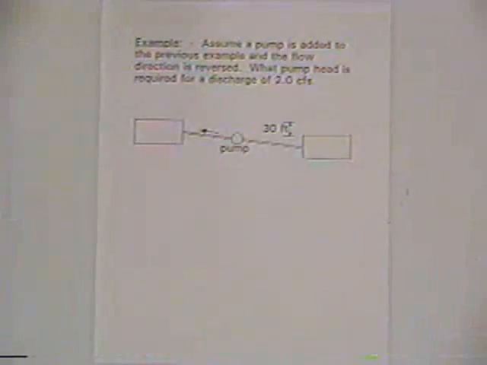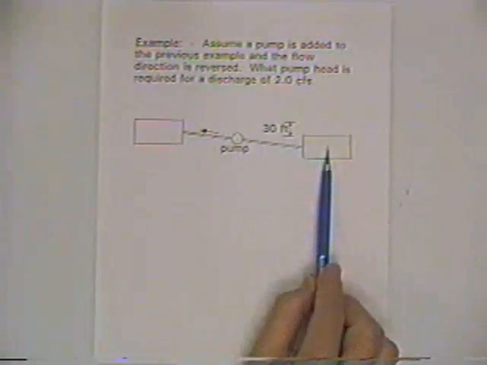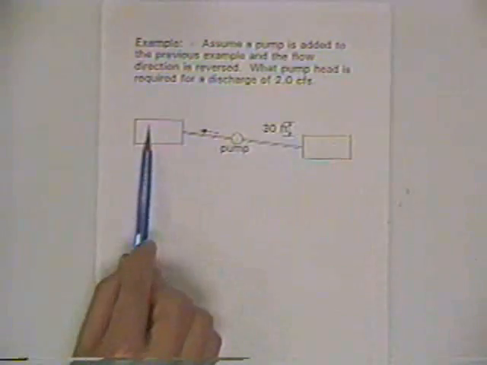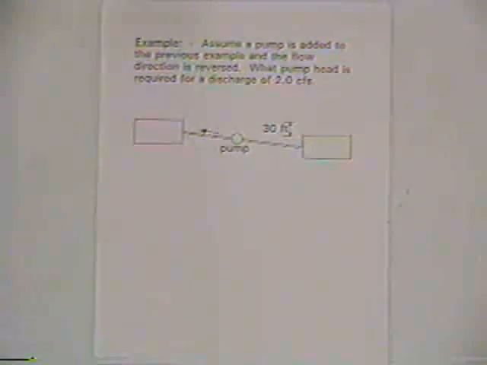Okay, we enjoyed the problem so much, we're going to do it all over again. The only thing we're going to do differently is we want the water to go the opposite way. Now, water normally runs downhill, and so to get the water to go from a storage facility that has a lower water surface up to a higher storage facility, we're going to have to put in a pump.